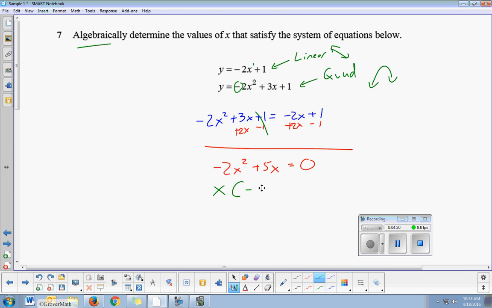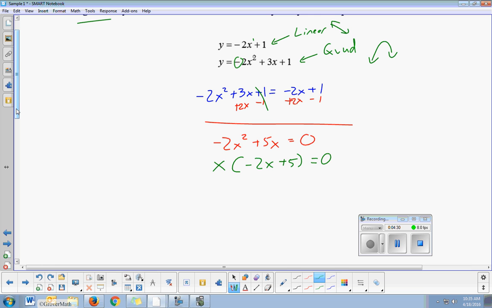But that's enough, because what's left is -2x plus 5 equals 0. And that is it for the factoring, and so then what we want to do is set each of them equal to 0. So I set the x equal to 0, and that gives me x equals 0. Done with that.